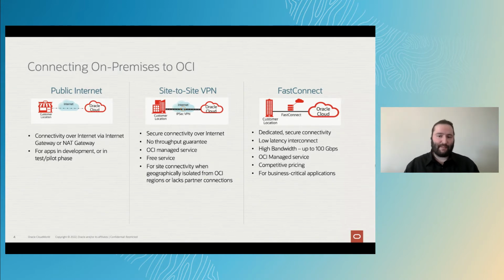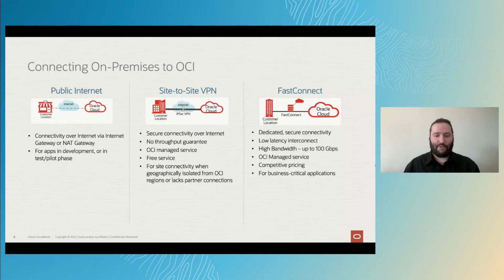Next, we have our site-to-site VPN option. This is going to be using IPsec VPN to encrypt your traffic before it's going over the internet. Traffic will be routed to your VPN endpoint. It'll be encrypted, sent over the internet to the other side, the VPN peer on the other side, where it'll be decrypted and then sent to your final destination.